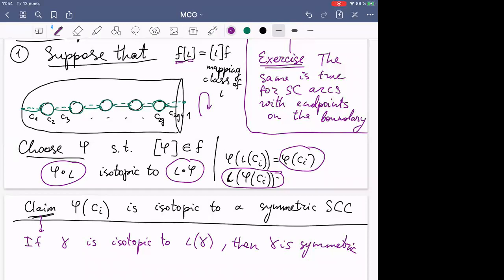It has such a hyperbolic metric which is invariant under iota. There are two possibilities to construct such a metric. First of all, we can just remember how we constructed hyperbolic metrics on the surface. We started from a certain pants decomposition, and then prescribed some Fenchel-Nielsen coordinates and glued the hyperbolic metric from hyperbolic metrics on pairs of pants.